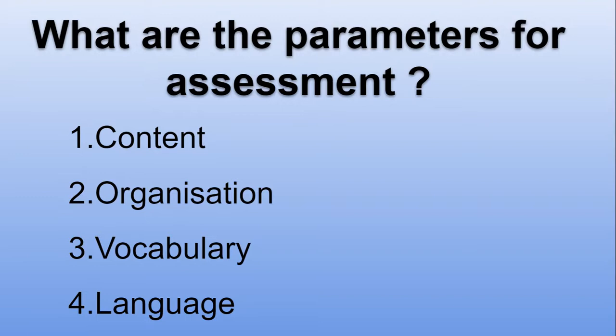Then finally, language. With language, we basically have two things. First of all, whether you have expressed both simple and complex ideas, and in addition to that, the kind of errors that you have. Okay, remember it is okay to have an error here and there, but that error shouldn't stop the examiner from understanding what you've written. So those are the four parameters.